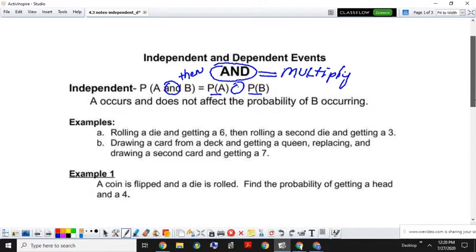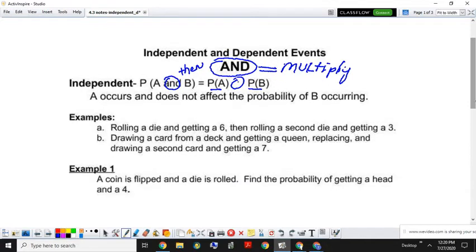Here are examples of independent. Rolling a die and getting a 6, and then rolling a die and getting a 3. If you roll 2 dice at the same time, it's the same thing. Or if you roll 1 die and then another die, same thing. These are independent. Each roll of the die is independent.